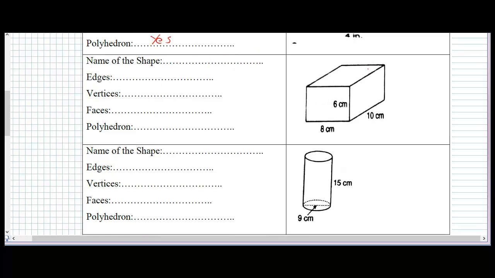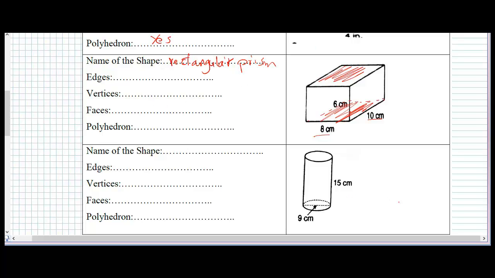Let's go next. Here, how many bases we have? We have 2 bases. We have a base up here, you can see it, and a base down. If I complete it like this, I have the base down. So I have 2 bases here. If I have 2 bases, the shape will be a prism. We call the prism by the name of the base. What is the name of the base here? The base here is 8 by 10. 8 by 10 means it's a rectangle. So it will be a rectangular prism.